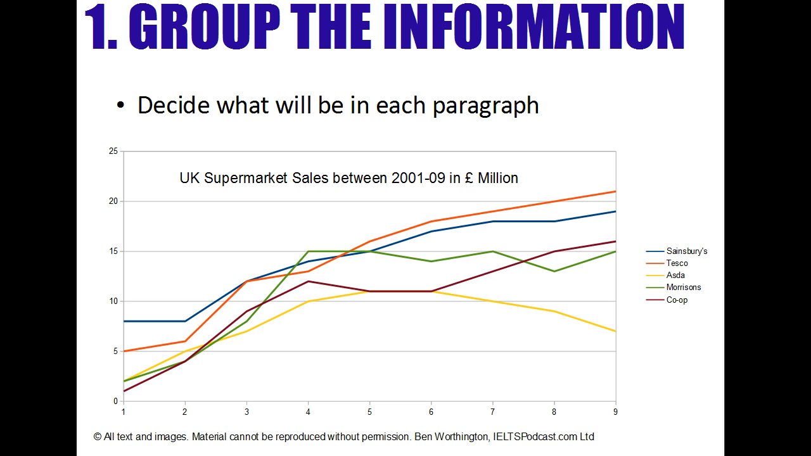But there's a graph I'll be using to describe as an example, and it's basically UK supermarket sales between 2001 and 2009, in £1,000,000 sterling. And I'll just briefly describe it. There are 5 lines, each one representing a supermarket: Sainsbury's, Tesco, Asda, Morrison's, and the Co-op.